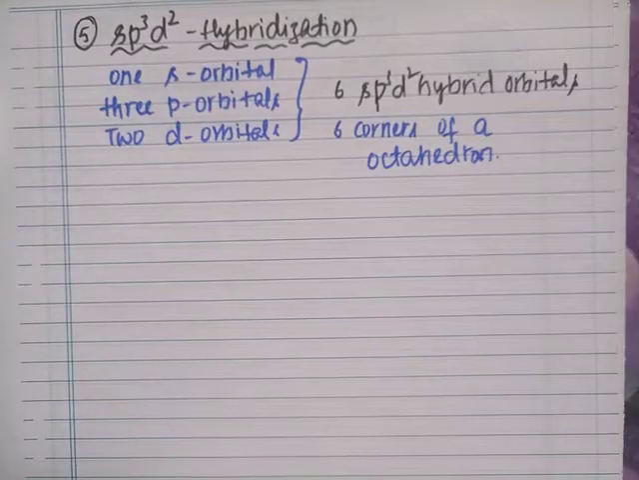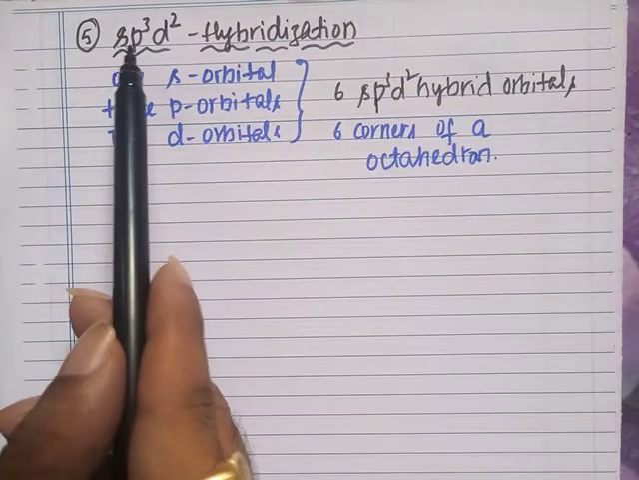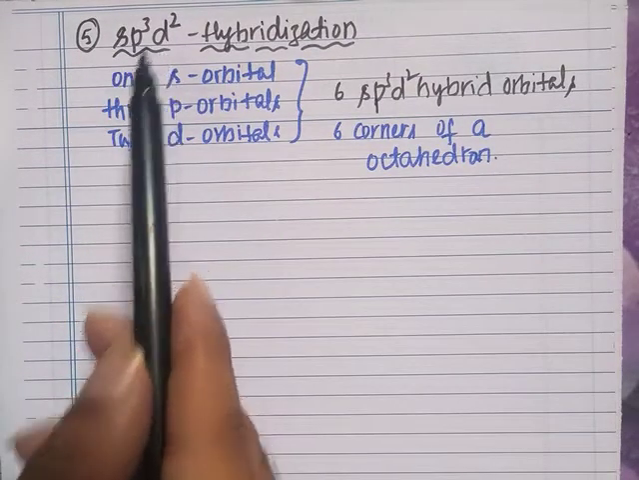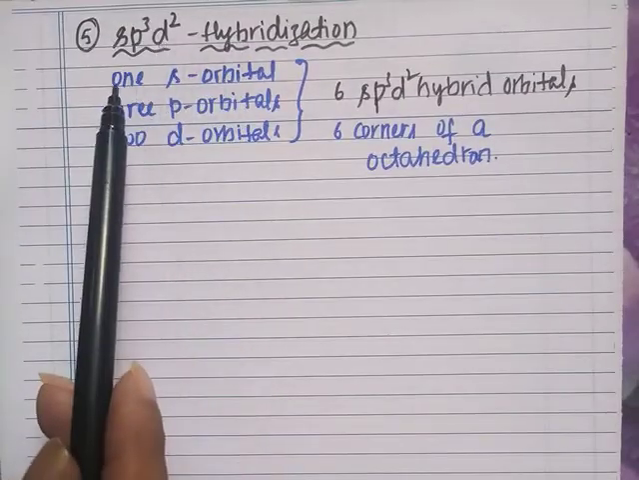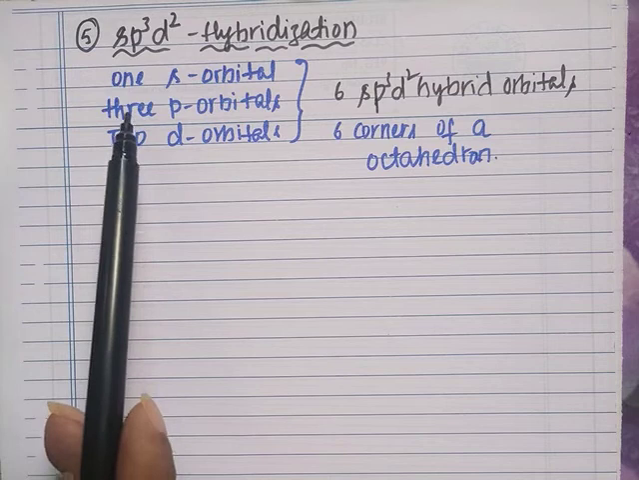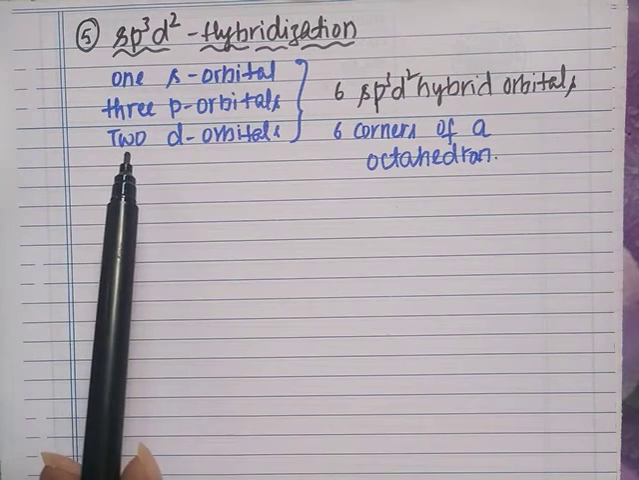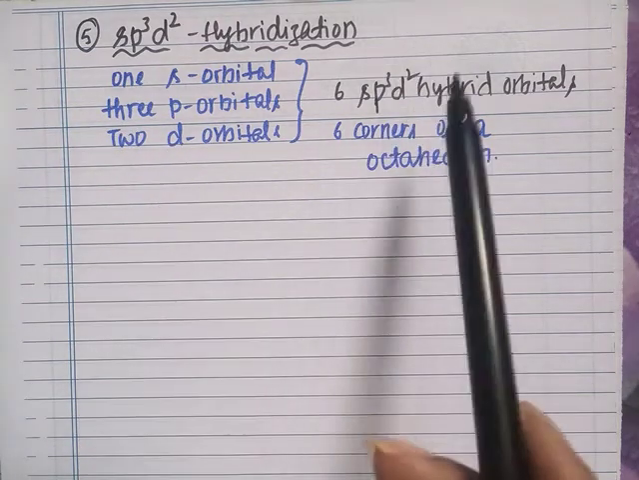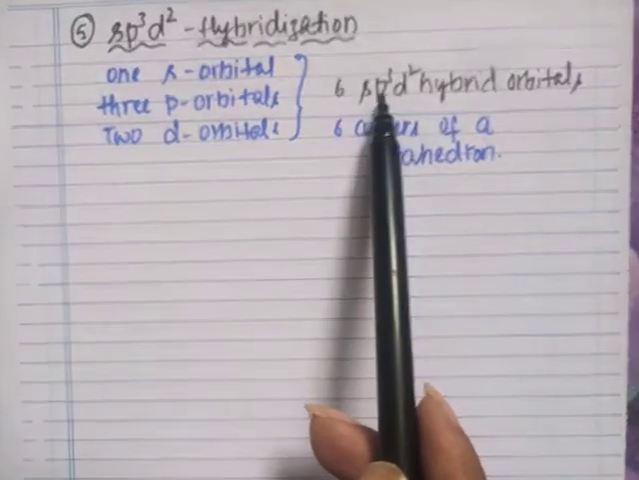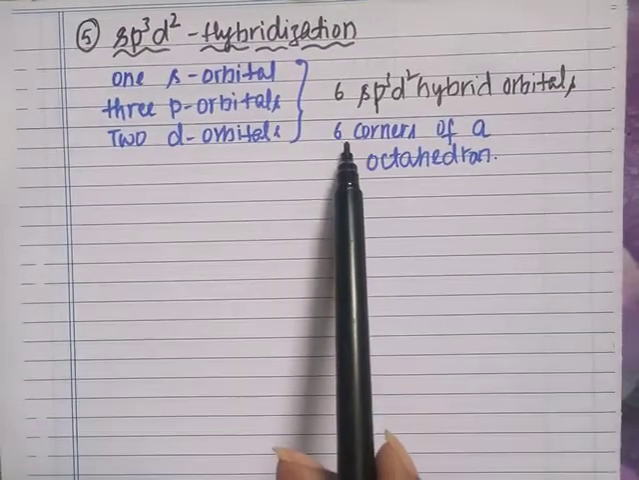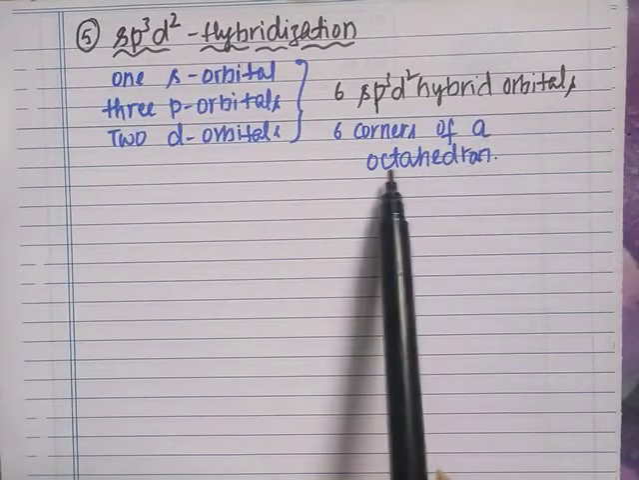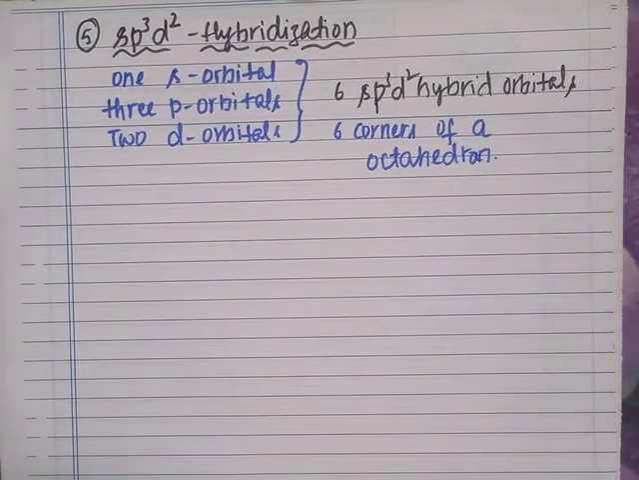So next let us discuss one more type of hybridization. So that is sp3d2 hybridization. In case of sp3d2 hybridization, one s orbital, 3 p orbitals and 2 d orbitals undergo hybridization to form 6 sp3d2 hybrid orbitals, which are directed towards the 6 corners of an octahedron. So let us explain the sp3d2 hybridization.